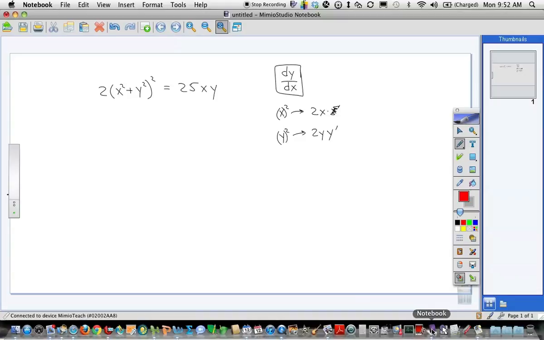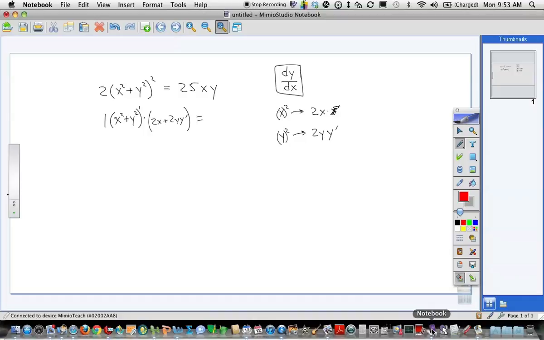So then the nuts and bolts of how you end up working it is you take a problem like this, you say, okay, now let's do the derivative of both sides. So the derivative of this side, the 2 would just hang out. We'd bring that 2 down in front. We would leave the inside alone. We would drop that to a 1. We would multiply by the derivative of the inside, which would need a set of parentheses. And what's the derivative of the inside? 2x, 2y, y prime.